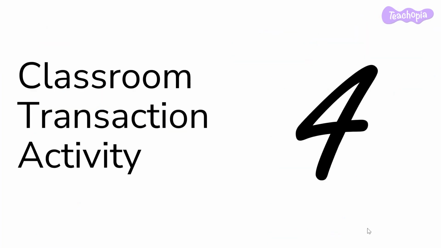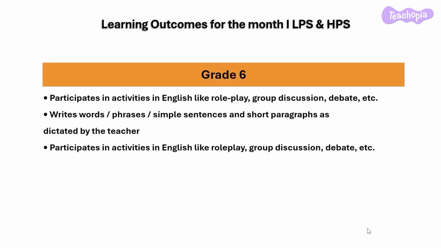Classroom transaction activity 4. The learning outcomes are based upon grade 6 and the learning outcomes are as follows. Participates in activities in English like role play, group discussion, debate, etc. Writes words, phrases, simple sentences, and short paragraphs as dictated by the teacher. Participates in activities in English like role play, group discussion, debate, etc.